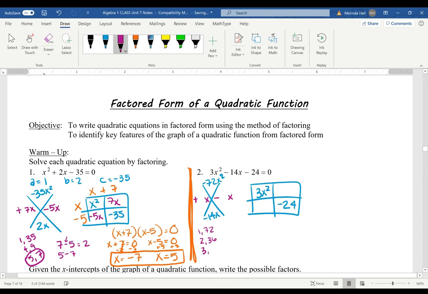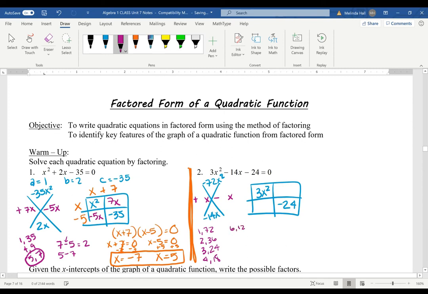3 I know goes into 72, but let me pull out my calculator to figure out how many times. 24 times. 72 divided by 4 is 18. And you can keep going if you want, but I kind of already know.